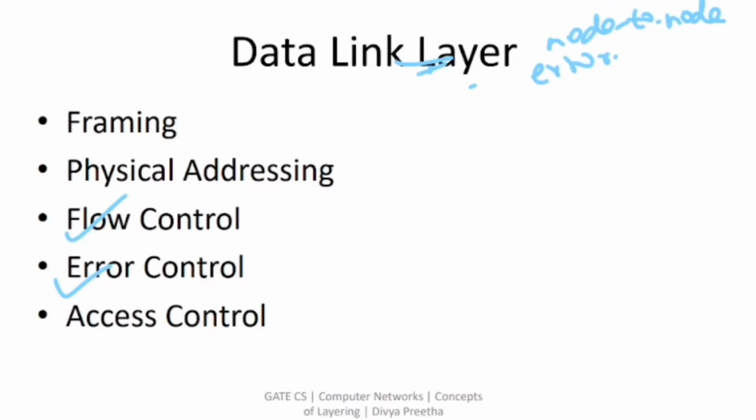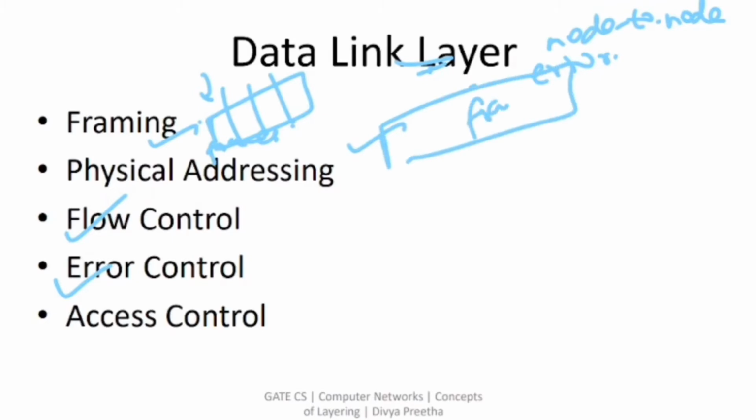control and error control. The responsibilities of the data link layer include framing. The stream of bits from the network layer will be divided into manageable data units called frames. And talking about physical addressing, the address of the sender and receiver will be placed in the header attached with the frame. So in this header, we will have the source MAC and destination MAC.